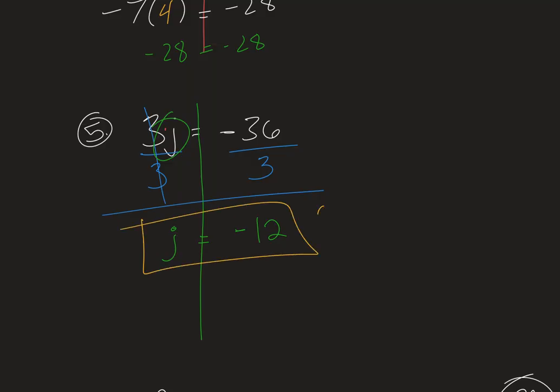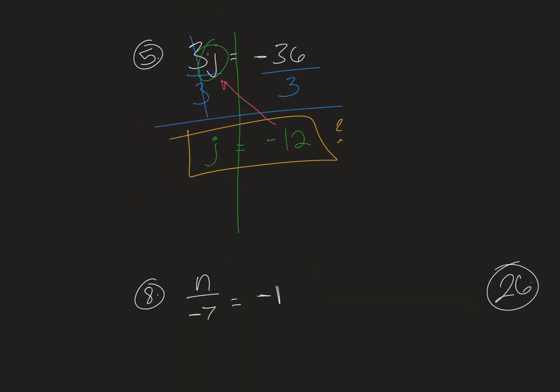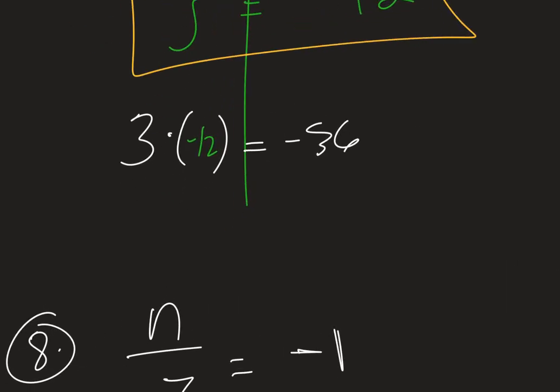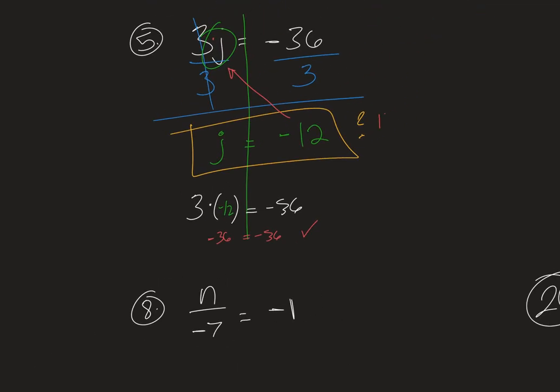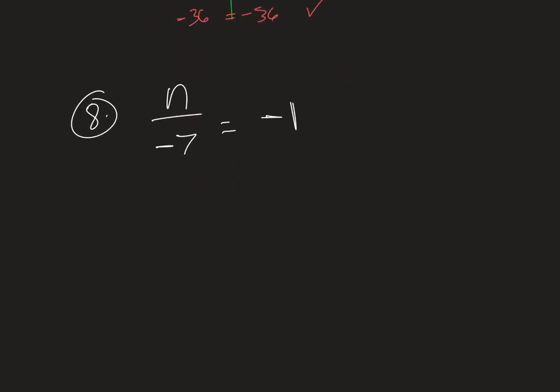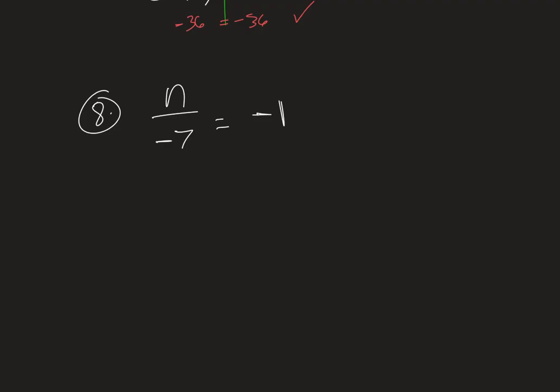So does j equal -12? The way we'll find out is we'll plug -12 right in there. So 3 times -12, does that equal -36? And I think the answer is quite obvious, yes. 3 times -12 is -36. So -36 equals -36. We are happy about our answer. j is -12.